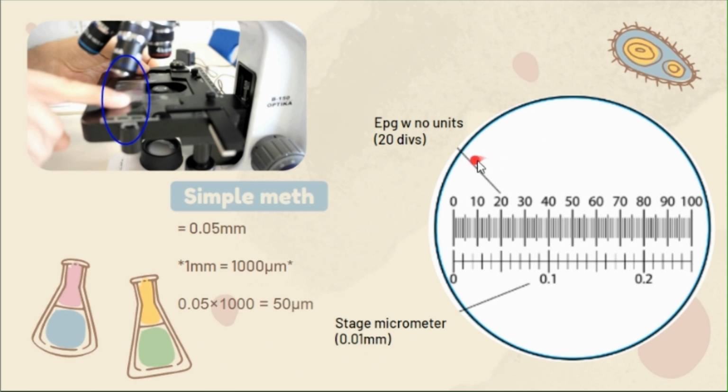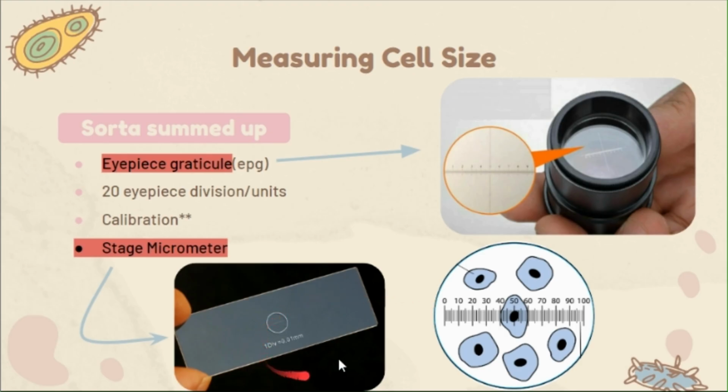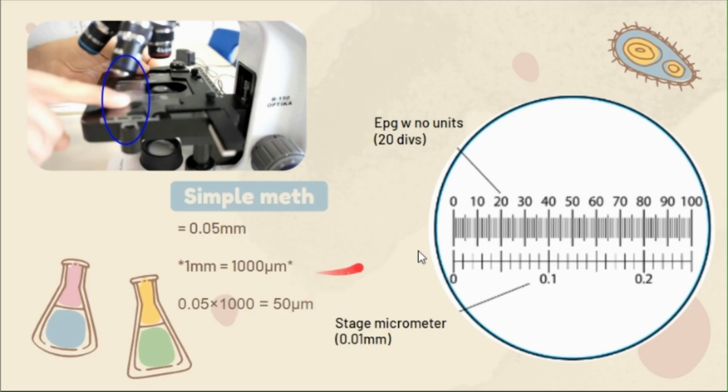This one, 0 to 100, is the EPG, of course, and this one is the stage micrometer, which comes with a scale, and is usually given to us. Like this one, it says each division is 0.01 millimeters. Just to confirm that real quick, if this is 0.01, 0.02, 3, 4, 5, 6, 7, 8, 9, and after 0.09 is 0.1. Yeah, it's legit.